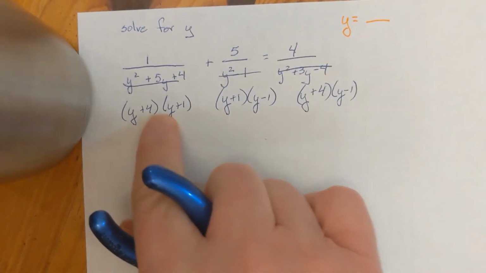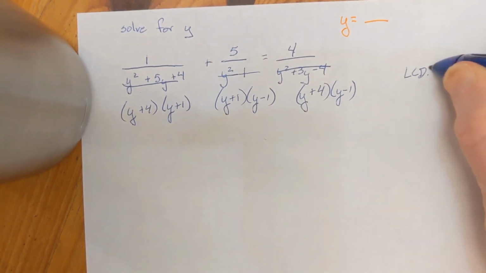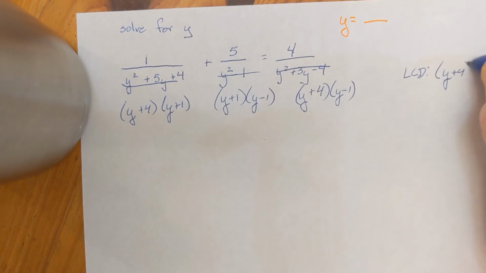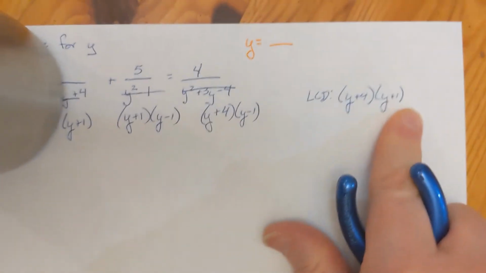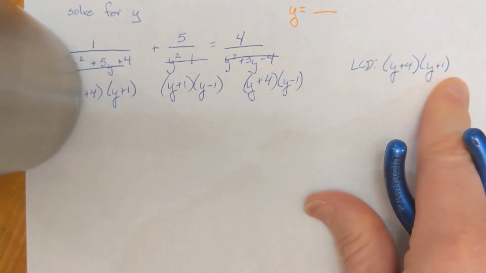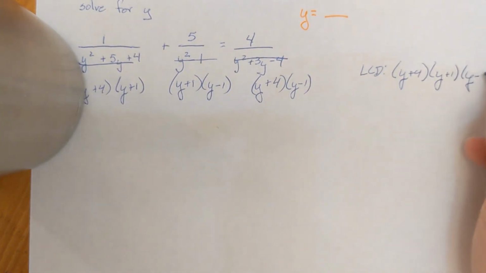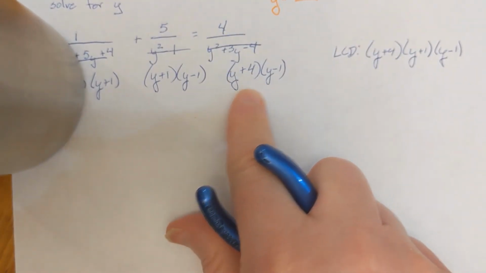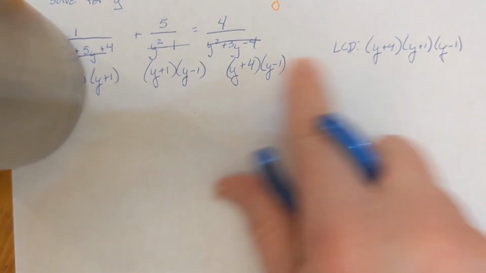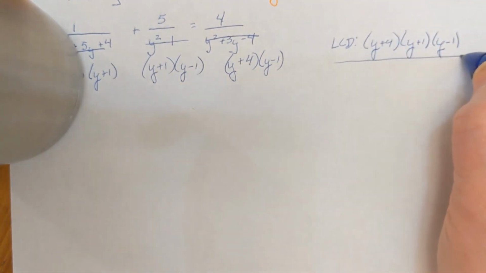So with this first denominator, I know I have to have a y plus 4 times y plus 1. Here I have the y plus 1 already, so I need to multiply by a y minus 1. And then in this last denominator, I have a y plus 4. It's already covered, and a y minus 1. So this is my least common denominator.